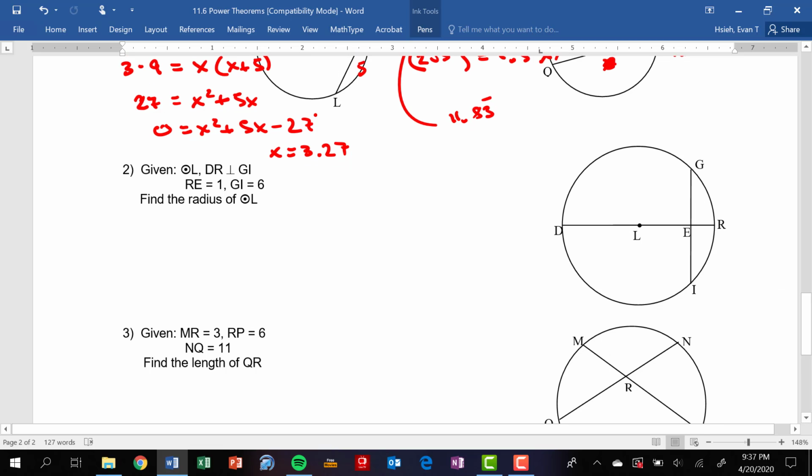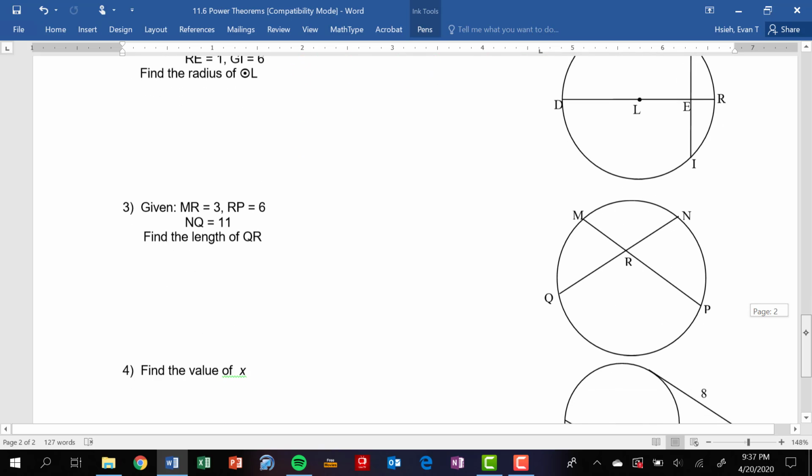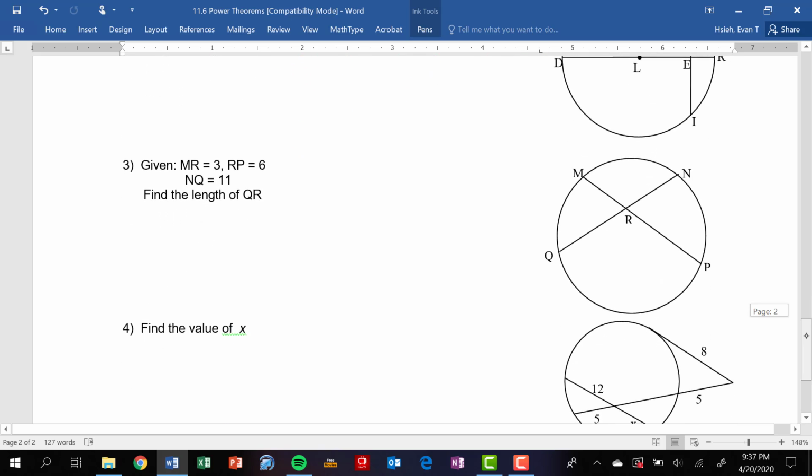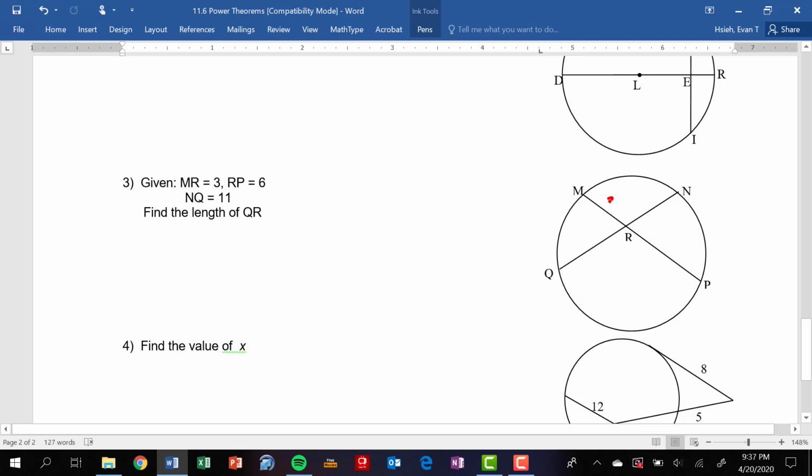Let's see what else we got here. Let's jump down to this guy. So MR is 3, RP is 6, and Q this time is 11. So what we do in these situations, we're looking for the length of QR, so let's call that x, since that's the one length we're looking for. We'll call this 11 minus x.